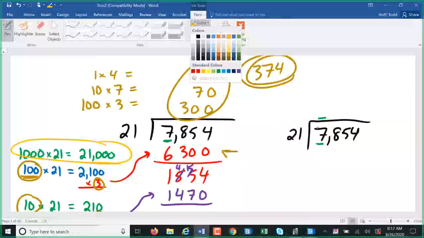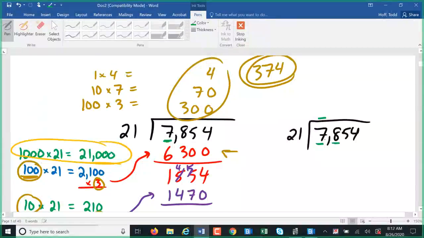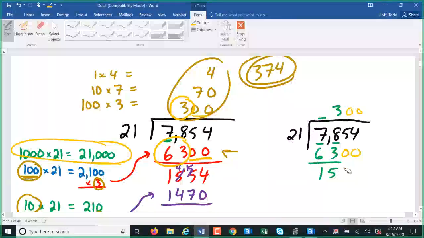Now we move over to the next place value. There's 78. Does 21 go into 78? It does, and it goes 3 times. 3 times 21 is 63. We subtract to get 15. Well, again, that's exactly what we did over here. We just left off the zeros. So we just didn't put the zeros in.